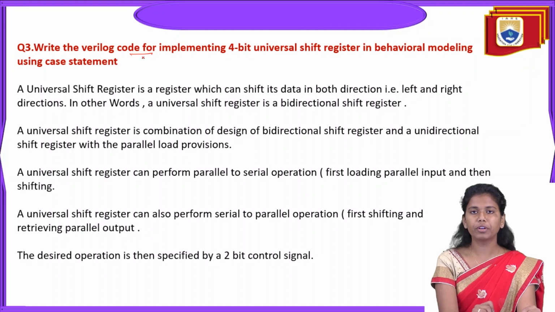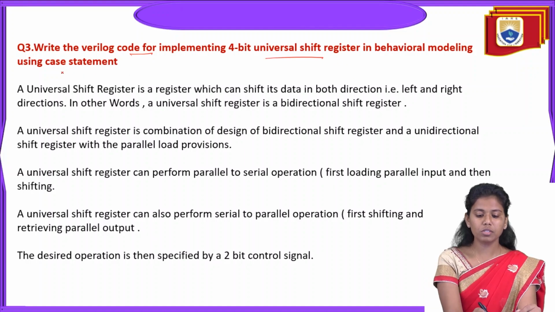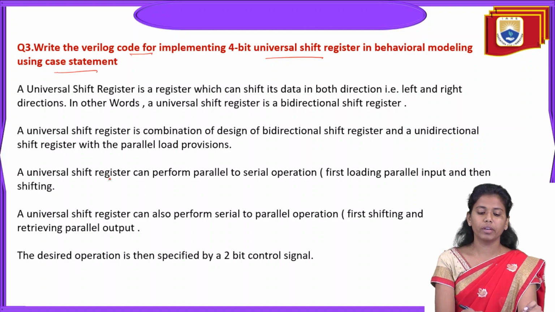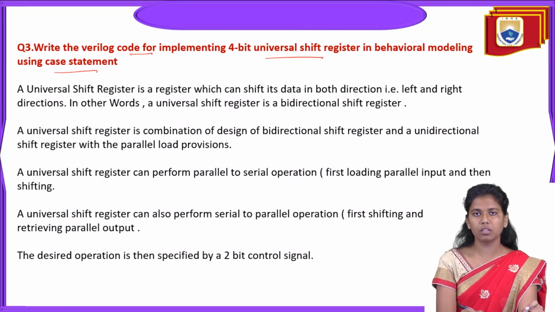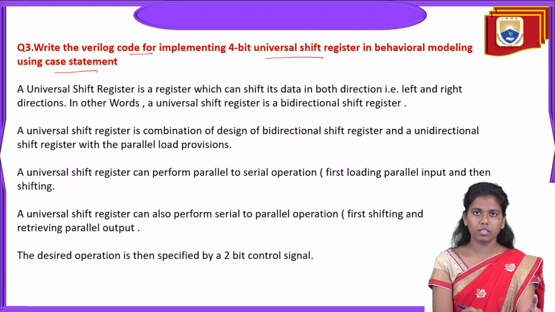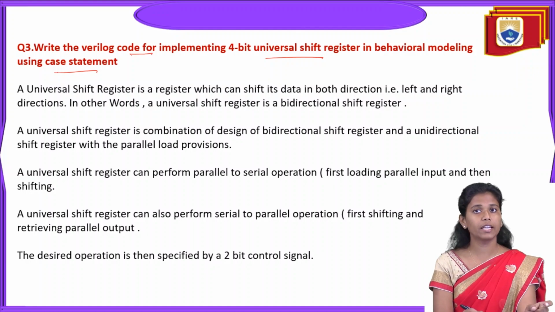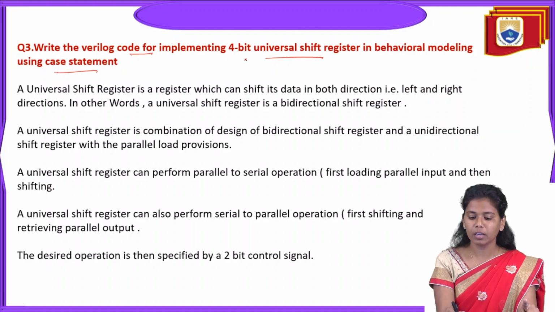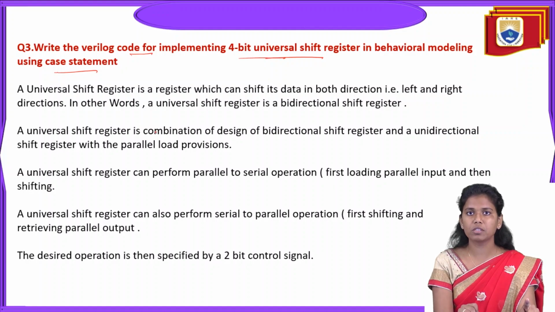Write a Verilog code for implementing a 4-bit universal shift register in behavioral modeling using a case statement. Whenever you get a question, the first and foremost thing is to read the question and analyze it. In this question, there are three things to ponder. First, we have to write a Verilog code, and that code should be written with respect to this 4-bit universal shift register.